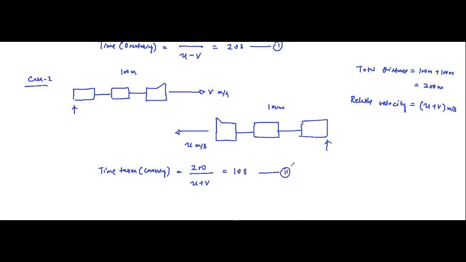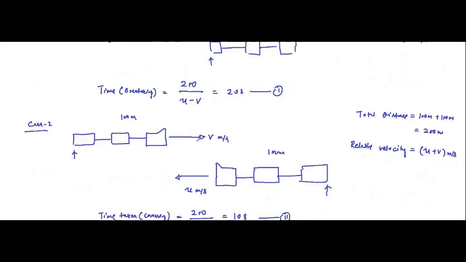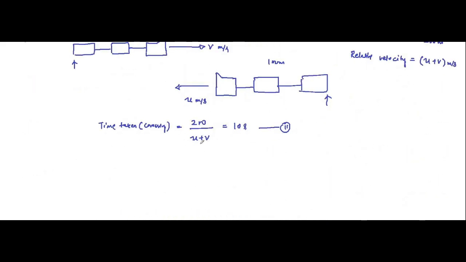If you notice, in the first case the relative velocity in the denominator is less, so obviously the time taken was more, 20 seconds for the same distance. But here the relative velocity is more, u plus v, because the velocities are getting added together. As a result, the time taken is less, 10 seconds. So we'll be using these two equations to get the values of u and v.